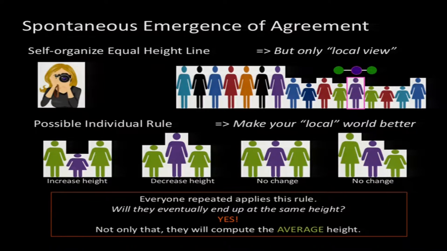So it turns out that in this case, this rule will work. In fact, we will all come to an agreement on height. And not only that, the height we'll pick is the average height. So even though I don't know how many people are in the line, I don't know anything beyond my neighbors, I can actually compute the average of the entire group as an individual because of our collective actions. And that's an example where the collective is really transcending what an individual knows or what an individual could do.